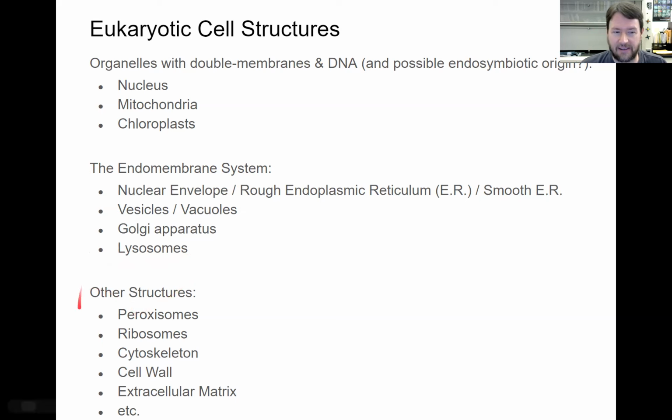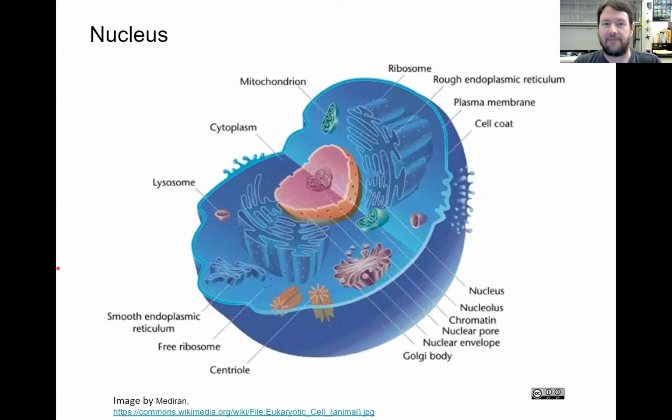And then we have other structures: peroxisomes, ribosomes, cytoskeleton, cell wall, extracellular matrix. Depending on how technical we get, we could have a pretty long list, but we're going to try and keep it not too technical. Okay, so we're going to start out with the nucleus.